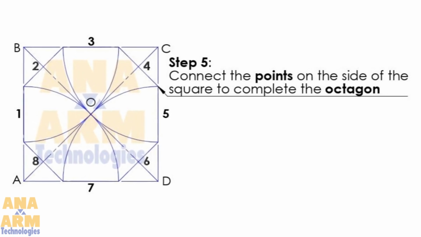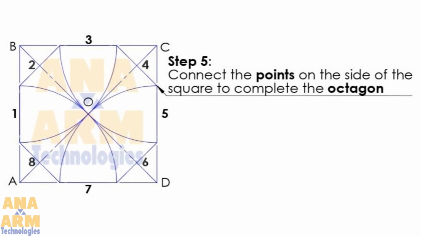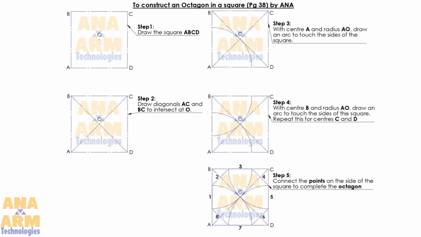Step 5. Connect the points on the side of the square to complete the octagon. That is side 1, 2, 3, 4, 5, 6, 7, and 8. On completing the steps just described, you would have inscribed an octagon in a square.